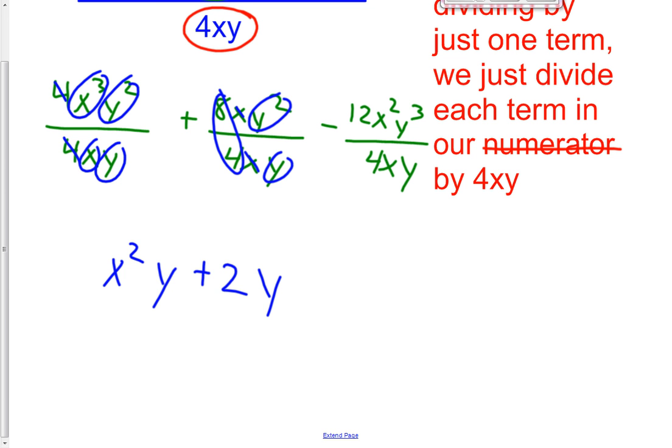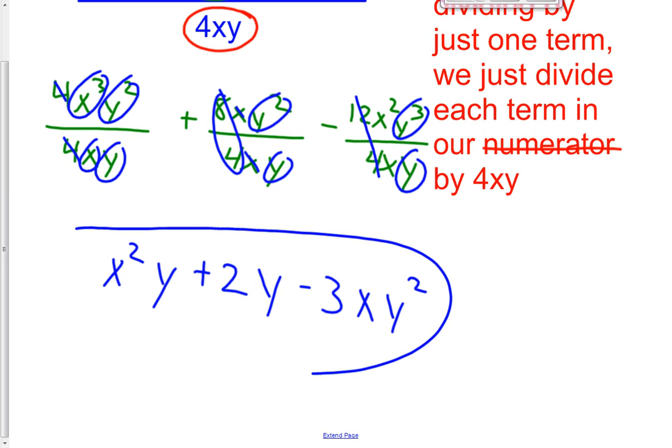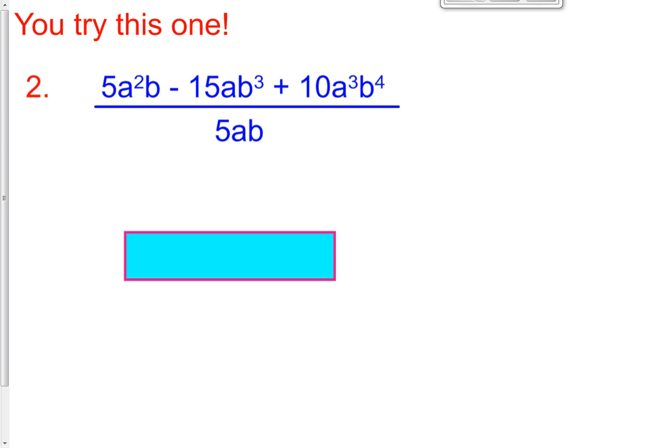And our last term, a negative 12 divided by 4 is a negative 3. X squared divided by x is x to the first. And y cubed divided by y to the first is y squared. So our first answer, when we divide the numerator by the denominator, we get x squared y plus 2y minus 3xy squared. Why don't you guys pause the video and try this one all on your own?